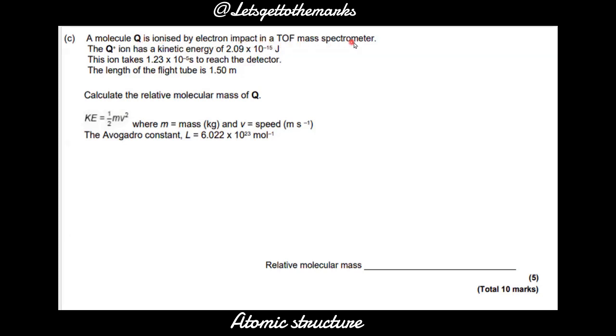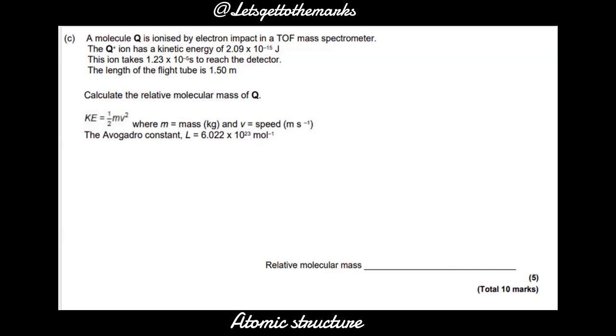A molecule Q, this is the final one of a 10 marker, is ionized by electron impact in a TOF mass spectrometer. The Q plus ion has a kinetic energy of 2.09 times 10 to the minus 15 joules. The ion takes 1.23 times 10 to the minus 5 seconds to reach the detector.